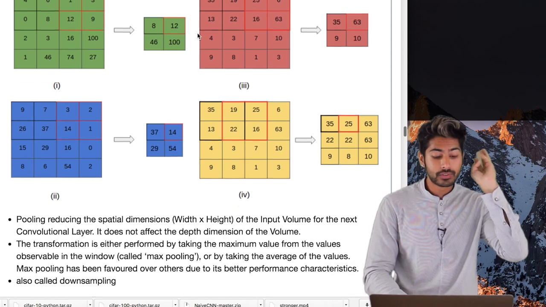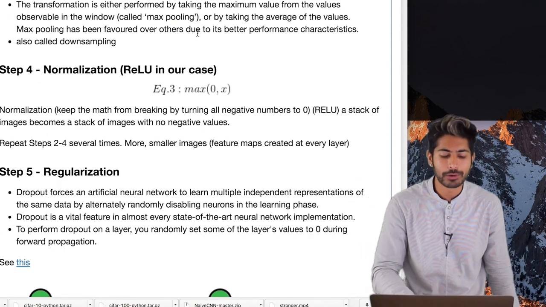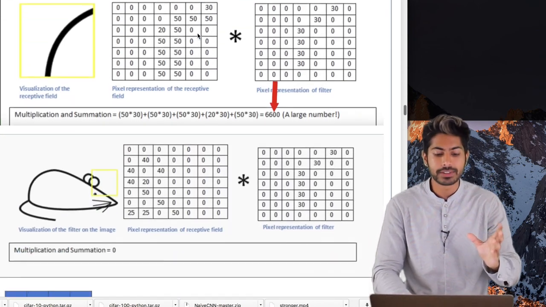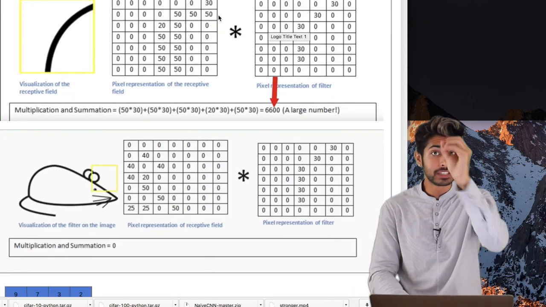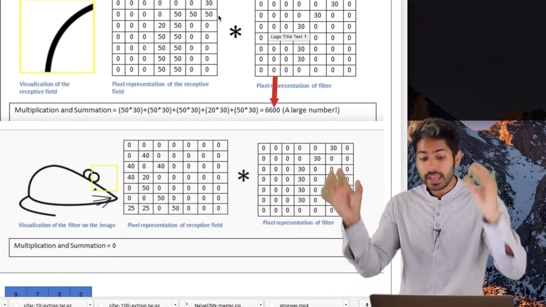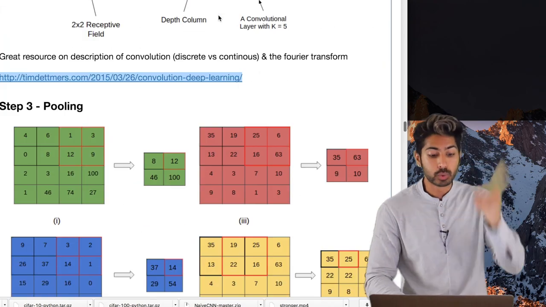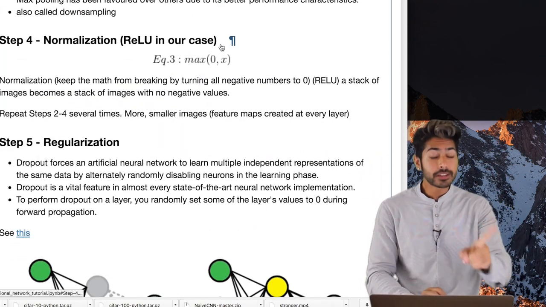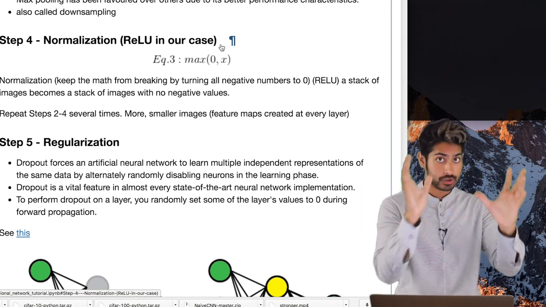And so now the third part is normalization or activation. Remember how I said it's so important that the values that are not related to our image be zero? We want the result to be zero if the feature is not detected. Well, the way we do that is using ReLU. ReLU stands for rectified linear unit. It's an activation function.